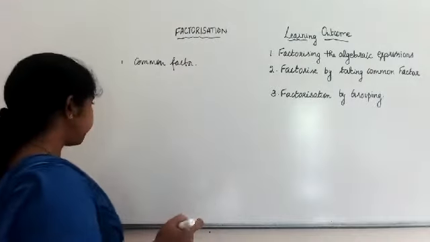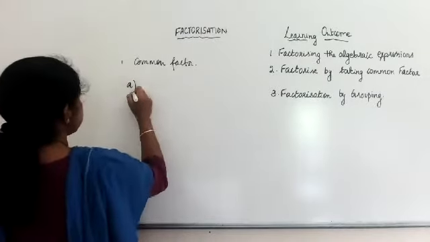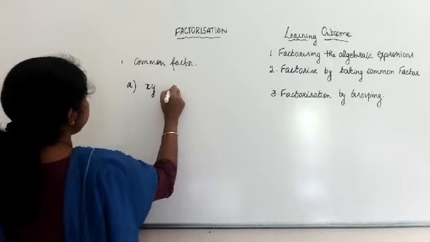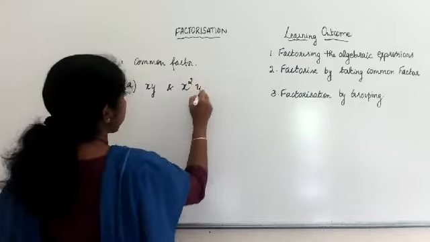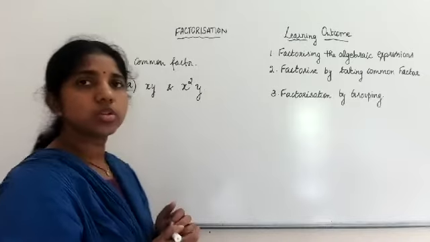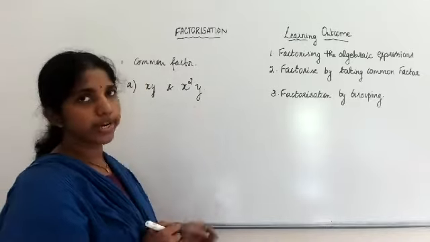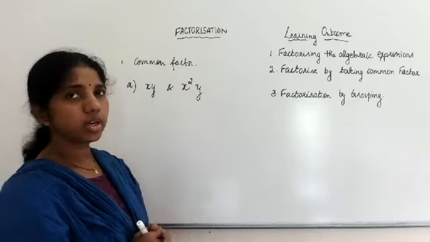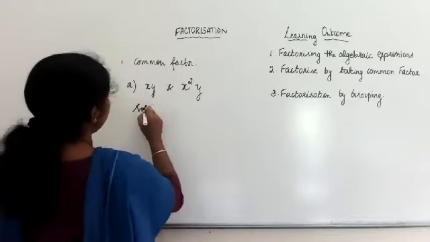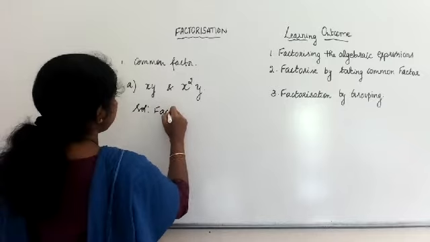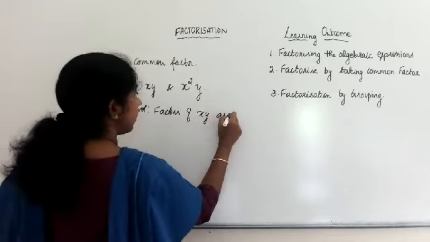So here, the first question is: find the common factors of xy and x square y. So how do we find the common factors? Solution: the factors of xy, what are the factors here?